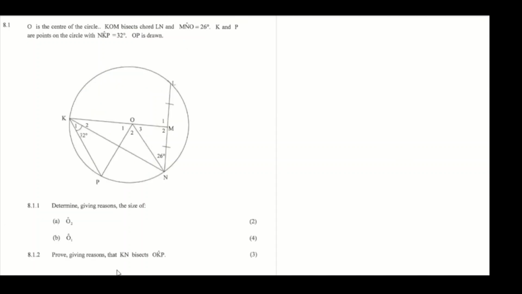Okay, guys. So now in this problem here, we are given that O is the center of the circle, so that's the first statement, and that KOM bisects LN. And then angle MOL is equal to 26 degrees. K and P are points on the circle with angle NKP being equal to 32 degrees.